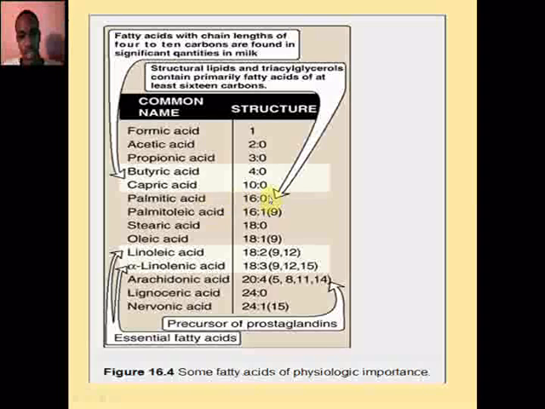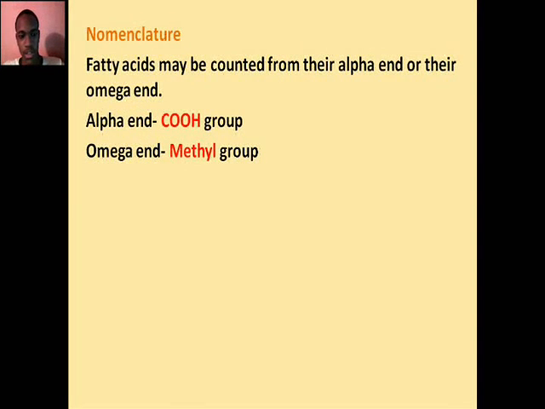And if I'm not mistaken, this has something to do with their ease of absorption that would facilitate babies, etc. And as the carbon chain length increases, they are known as long chain fatty acids. And here we see, just briefly mention that some of them are precursors to prostaglandins, some are essential fatty acids. All of those things you will go into a little more detail a bit later on. But for now, let's just look at the fatty acid components. Now, nomenclature. Fatty acids may be counted either from their alpha N or the omega N.